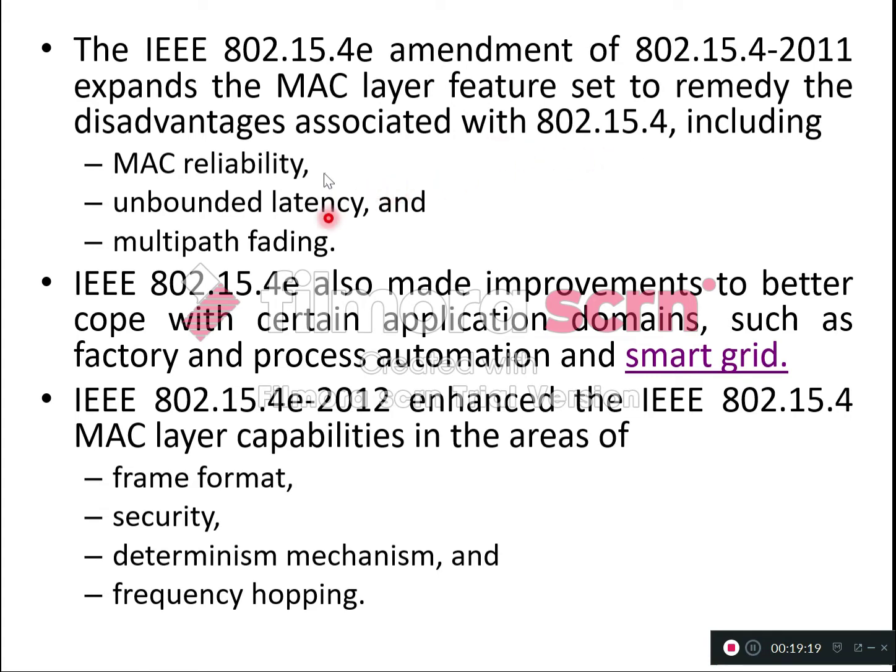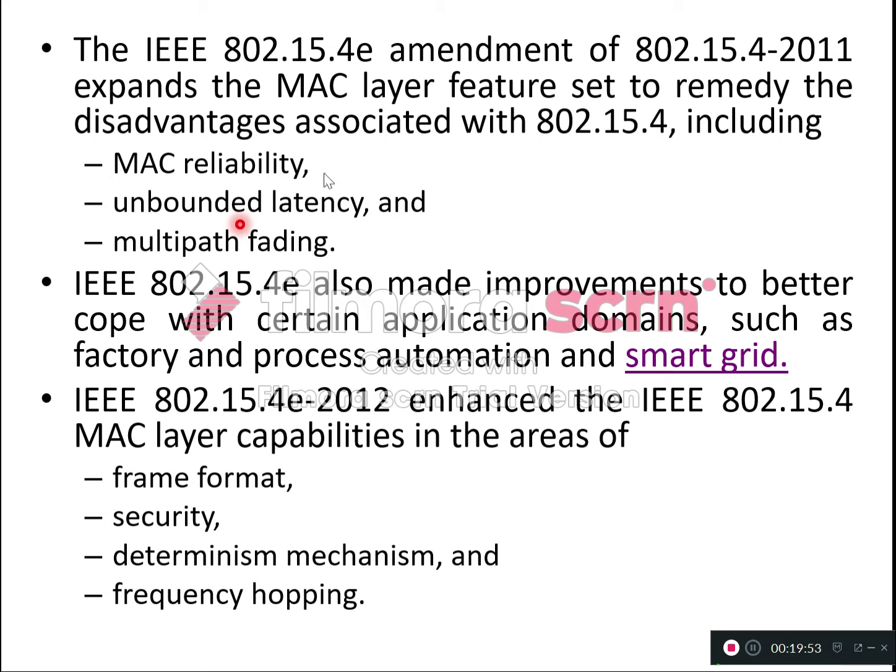So what are those disadvantages? The MAC reliability, unbounded latency, and multipath fading. Multipath fading means whenever a signal is reaching the device from different paths, the signal strength is weakened. That is multipath fading. So that was not taken care of in 802.15.4, and also the reliability of the MAC and unbounded latency. That means the determinism.